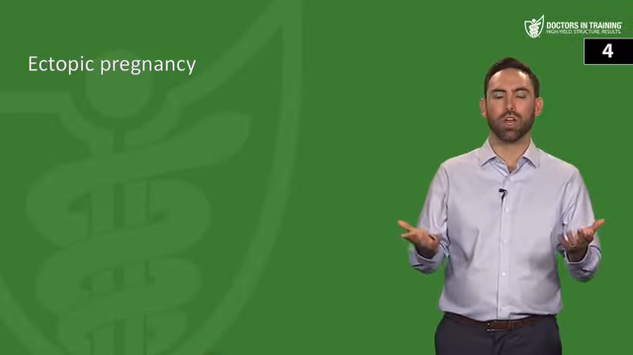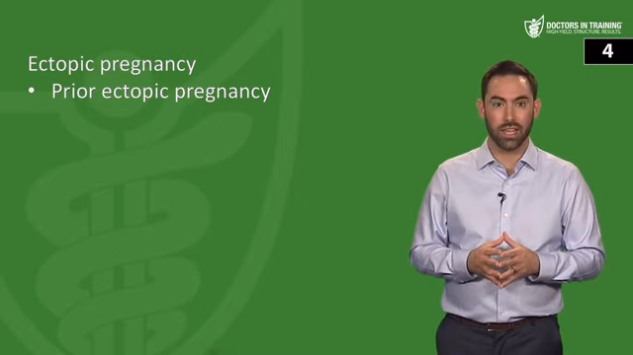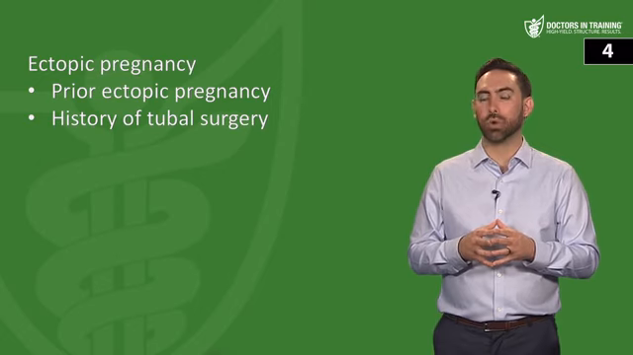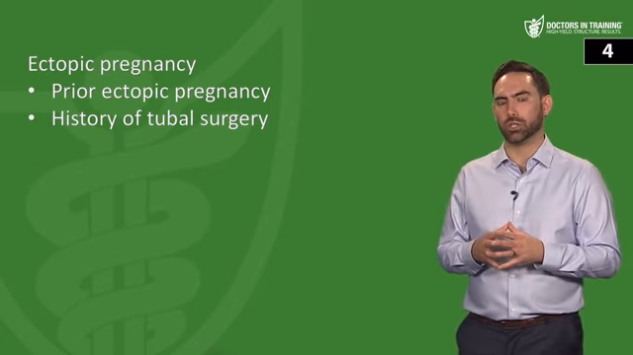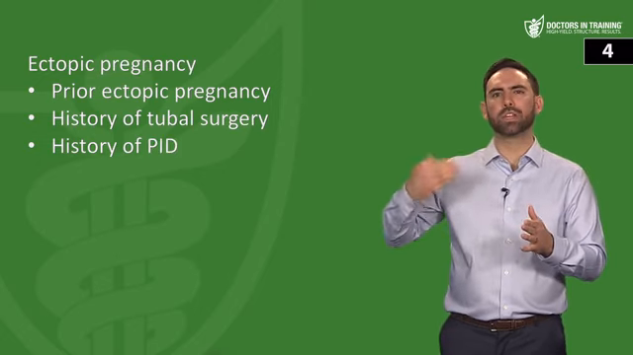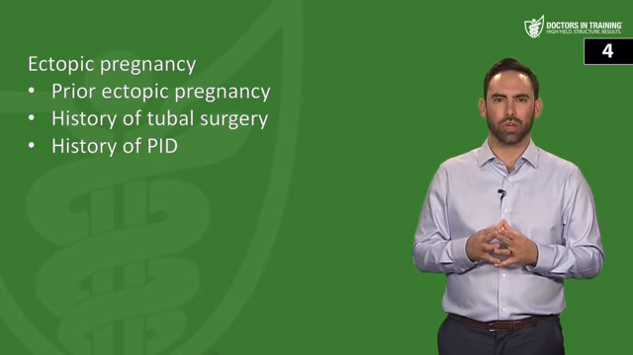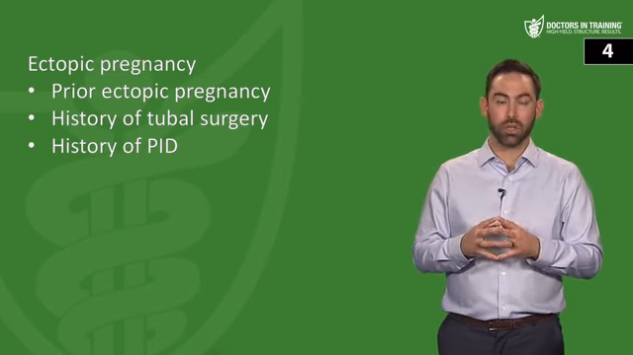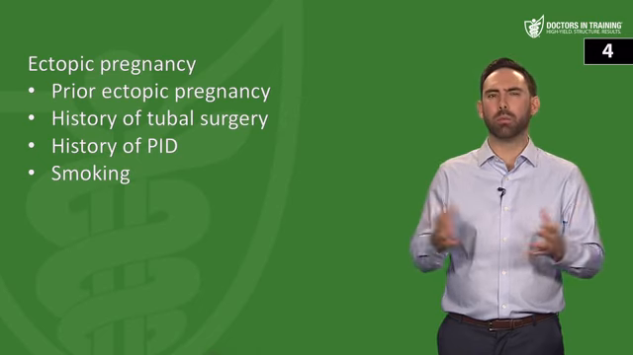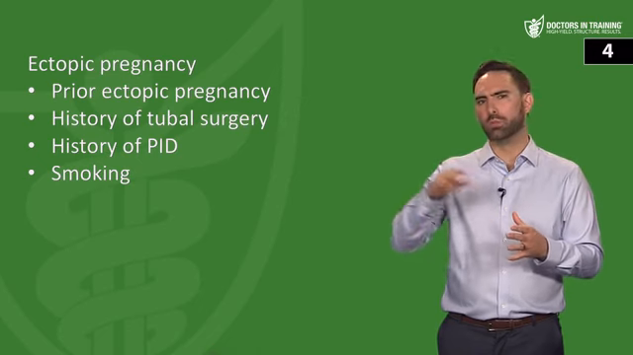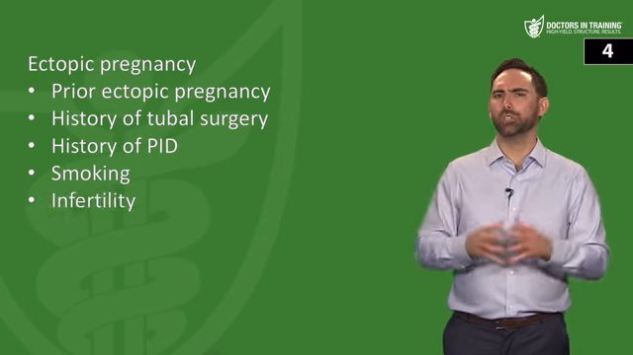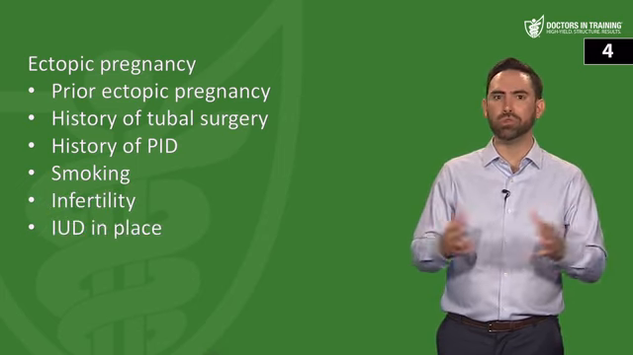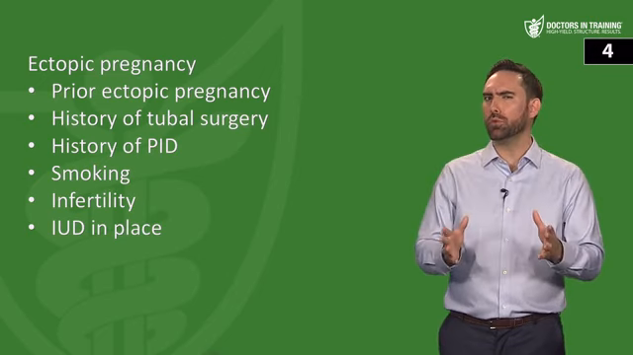So the big ones are a prior ectopic pregnancy and a history of tubal surgery like a tubal ligation or reversal of a tubal ligation. A history of pelvic inflammatory disease increases your risk because PID causes scarring in the fallopian tubes. Smoking is a risk factor, probably because it impairs tubal motility. A history of infertility increases your risk. And then having an IUD in place. But be careful with that one.